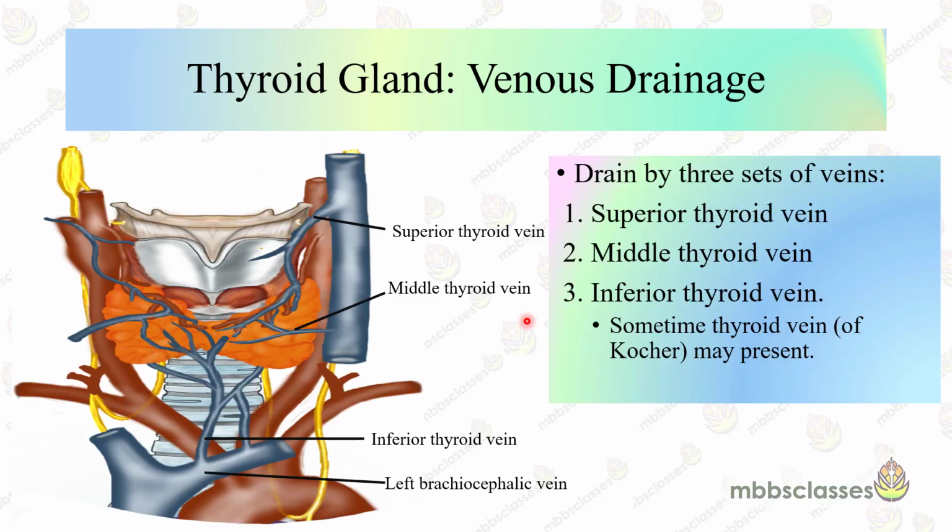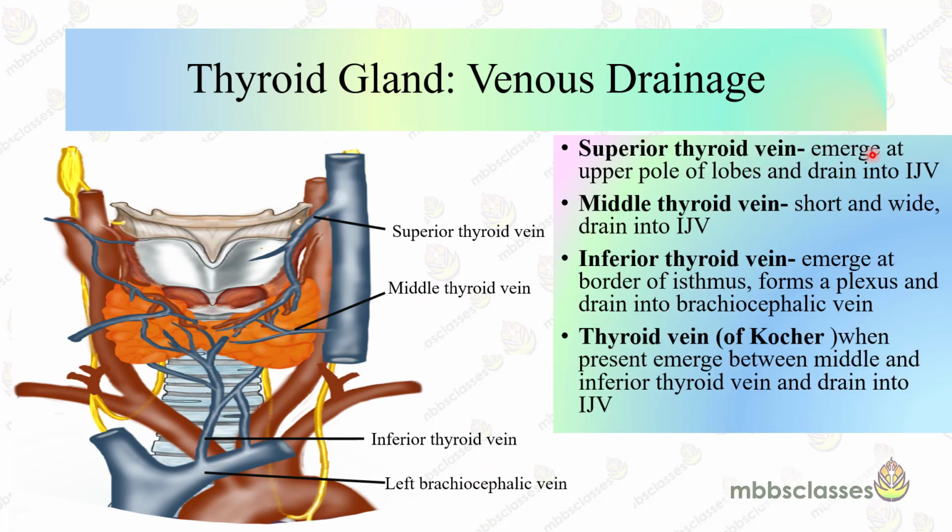Venous drainage. The thyroid gland is drained by three sets of veins. These are the superior thyroid vein, middle thyroid vein, and inferior thyroid vein. Sometimes one more vein may be there. This is called the thyroid vein of Kocher. So this is the superior thyroid vein. This is the location of the middle thyroid vein, and this is the inferior thyroid vein.